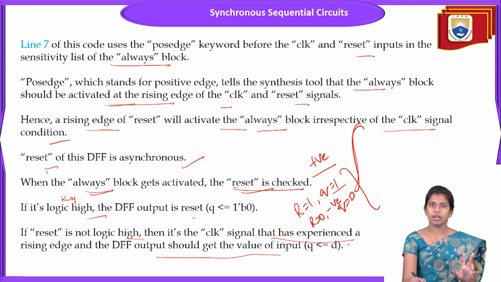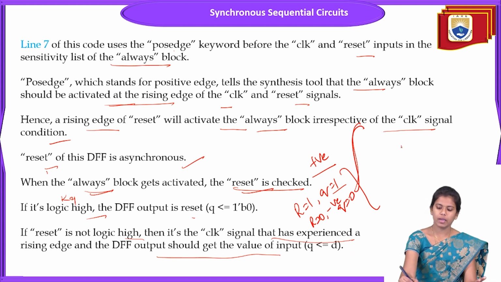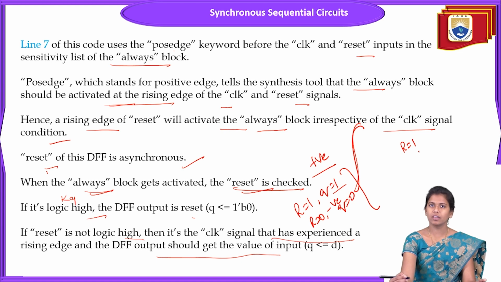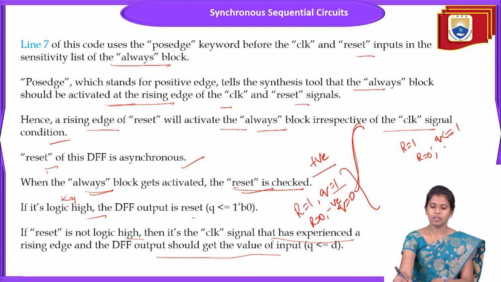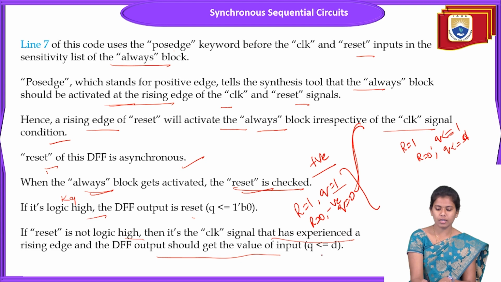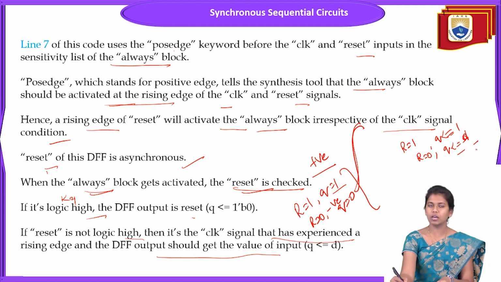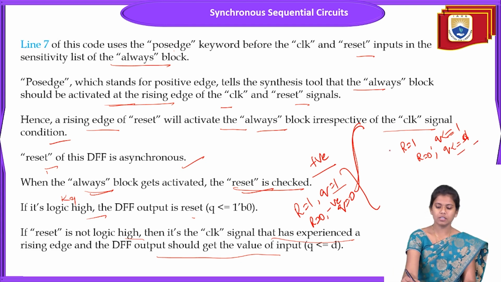So here we are observing two cases. One is when reset is equal to 1. When the reset is equal to 1, we are saying that the output Q <= 1. And if reset is equal to 0, then the output goes with respect to the input. So output Q <= D, the input. So these are the two cases, case 1 and case 2.